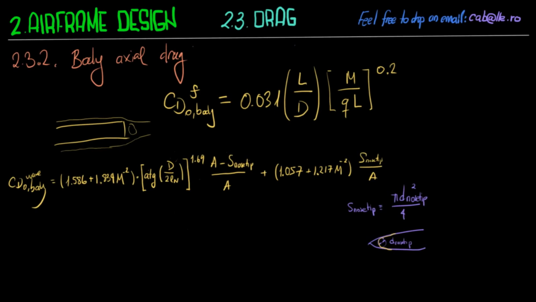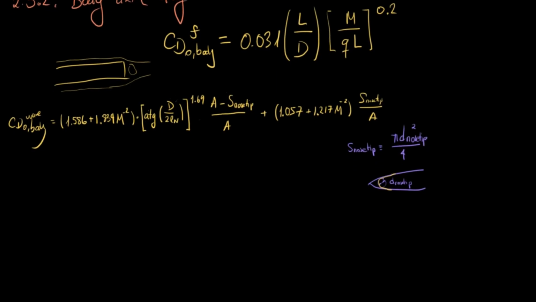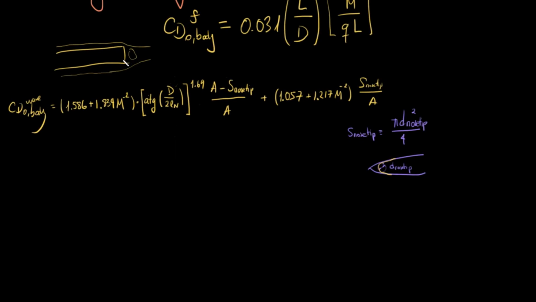But first, I have to finish with the base drag of the body. So the base drag is going to be, as you can imagine, the critical part is going to be the boat tail. If we have a boat tail here, we can reduce the suction area. So if we have a boat tail, the flow is going to be attached, and the suction will only appear here.